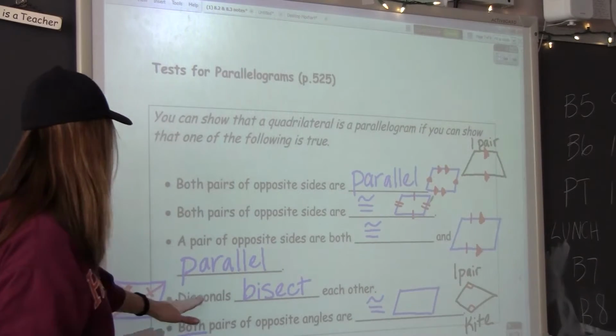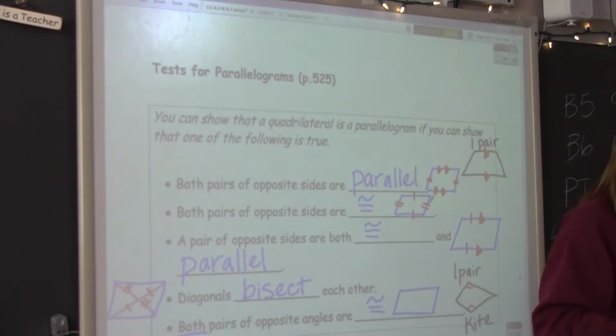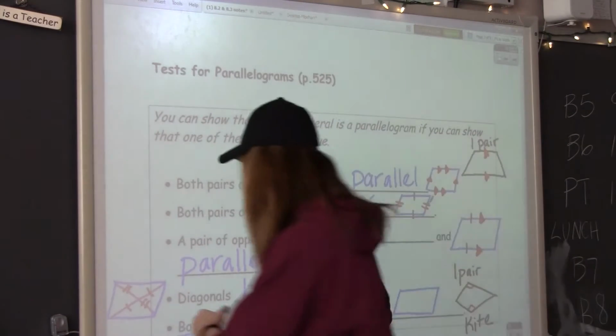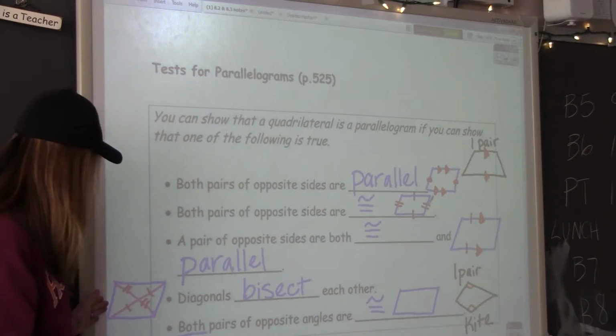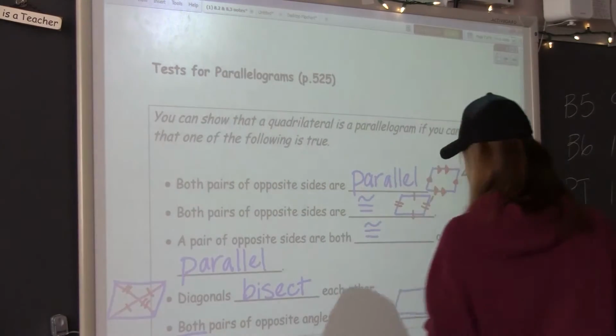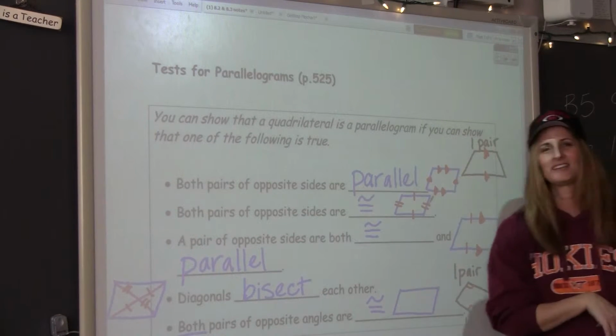And where am I at? Okay, diagonals. The diagonals bisect each other. If you know the diagonals bisect each other, you've got yourself a parallelogram. So I drew a picture right here. No, I'm not distracted. Not distracting at all.